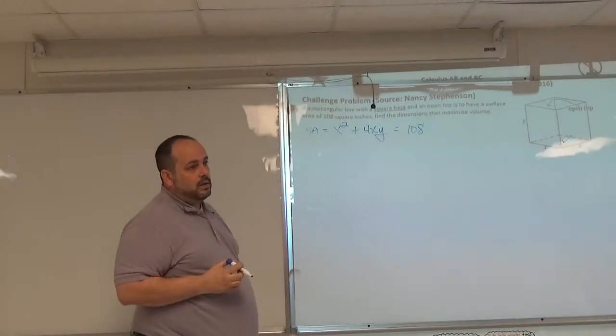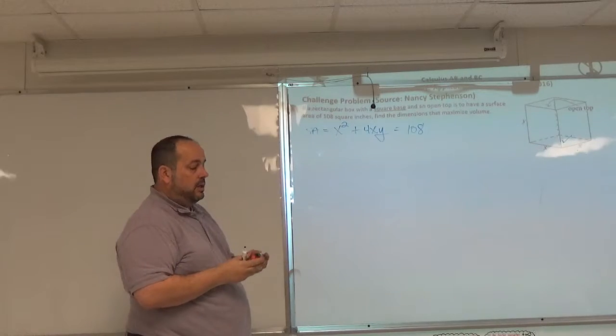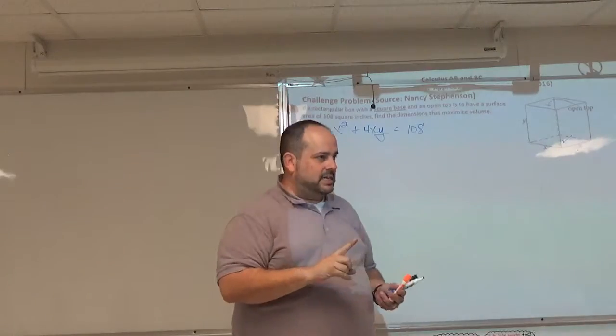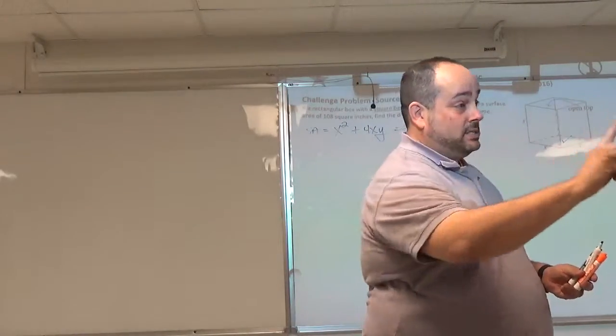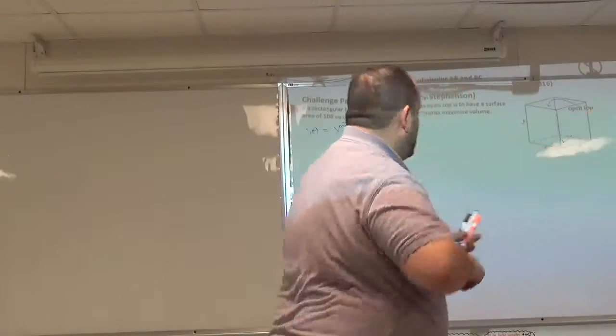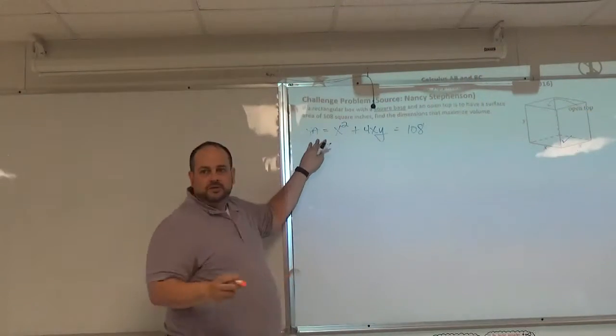Wait, if it's surface area, I thought we don't count the one on the bottom. No, that's lateral area. If it said lateral surface area, that means sides. Total surface area is sides, top, and bottom. Great question. Everybody good with the surface area?